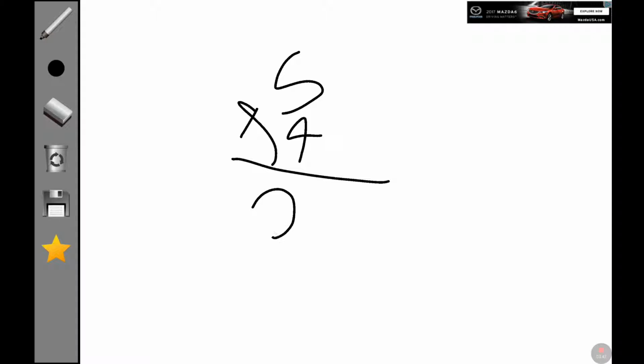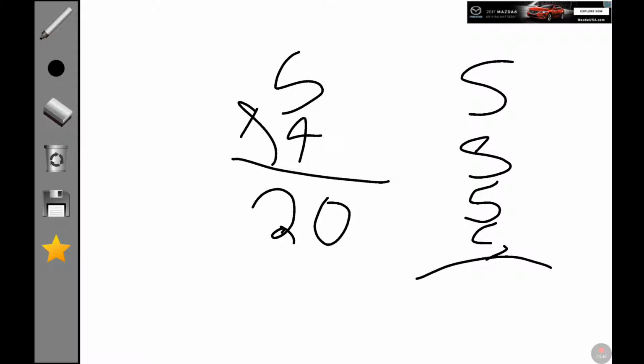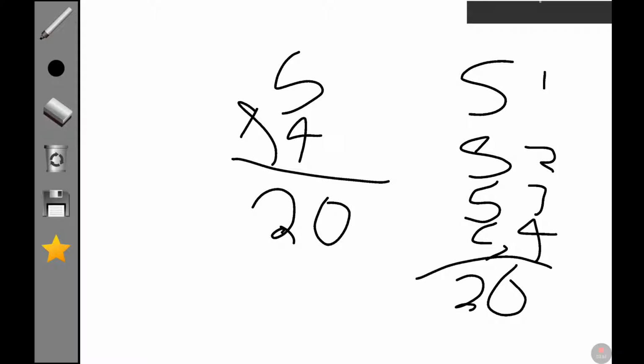Now let's do a little bit harder step. 5 times 4 is 20, because 5 plus 5 plus 5 plus 5 equals 20, which is 1, 2, 3, 4 times 5. So you basically get the answer 20 either way, plus or multiply.